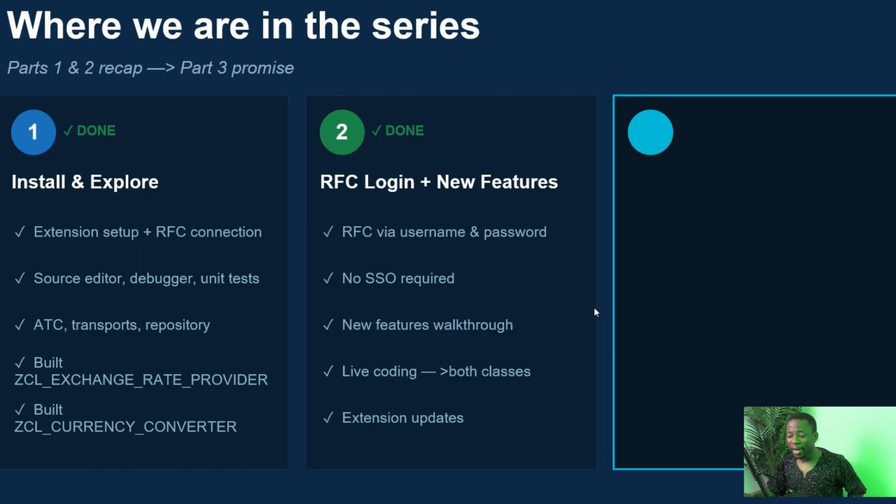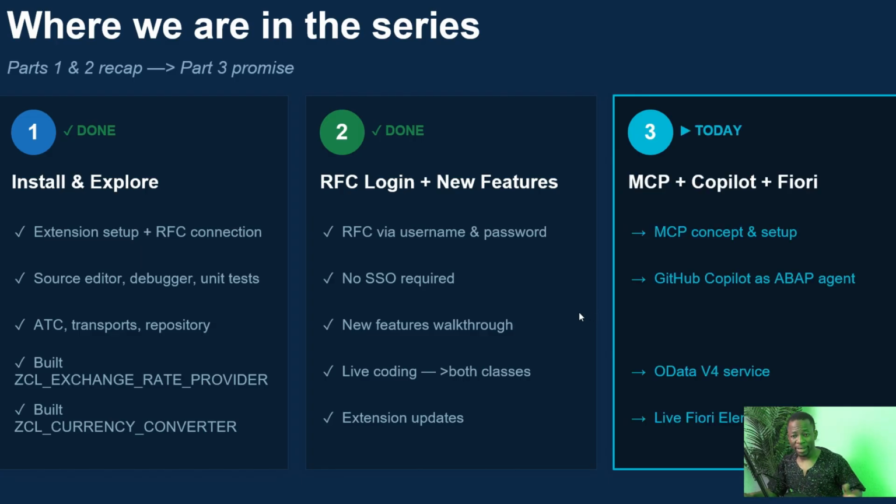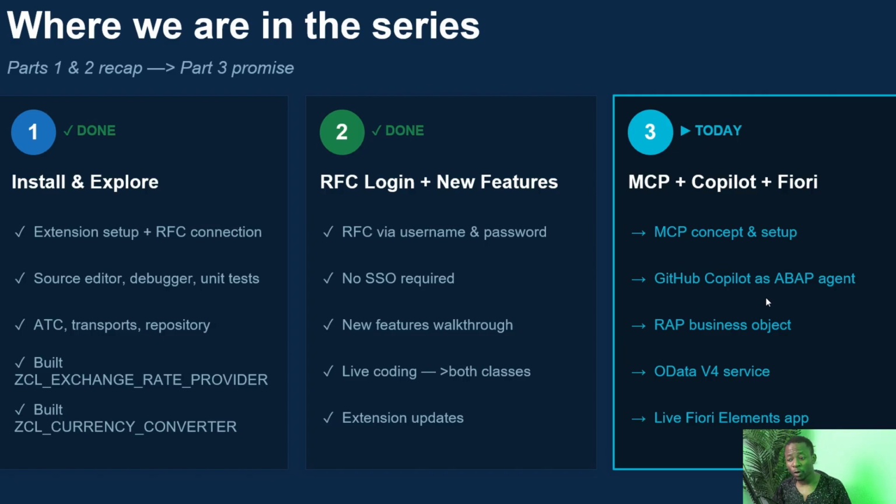In this video, like I explained, we are looking at the MCP concept and the setup, how to start setting it up. Then we use GitHub Copilot as the ABAP agent of choice. We also use the OData V4 service, and we will try to create a live Fiori elements application.